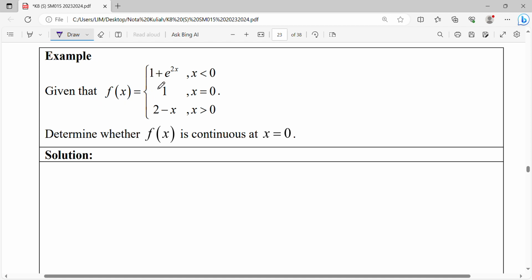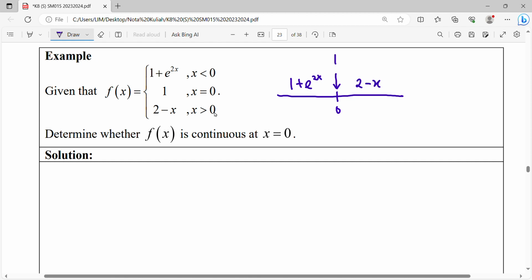Given that this is a piecewise function, we have to determine whether the function is continuous at x equals 0. First, when we get a piecewise function, we draw out the interval. For x less than 0, it is the function 1 plus e to the power 2x. At x equals 0, it equals 1. And for x more than 0, it is the function 2 minus x.